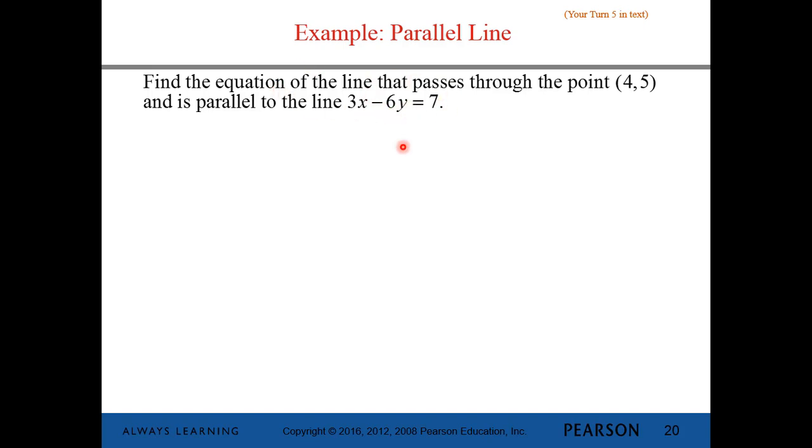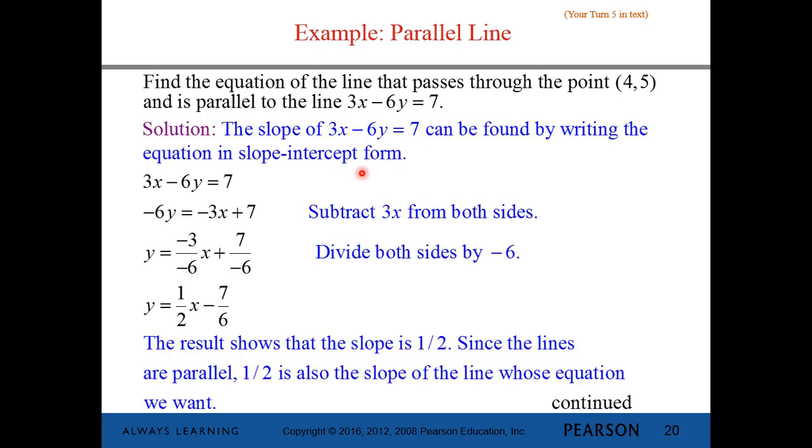So if we solve for y, we subtract 3x from both sides. We get 7 minus 3x. And then we divide by negative 6. Okay, so we're going to get 1/2 x minus 7/3, I believe. Oh, 7/6 rather. I'm sorry, I forgot. Divide by 6. Okay, and so that's what we did.